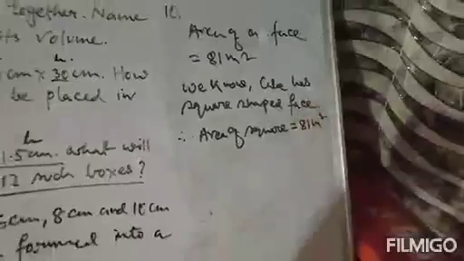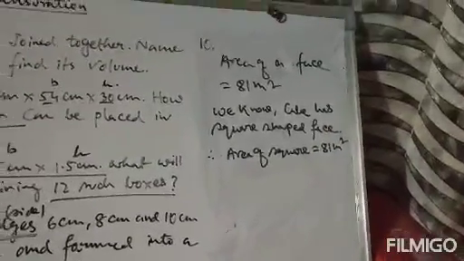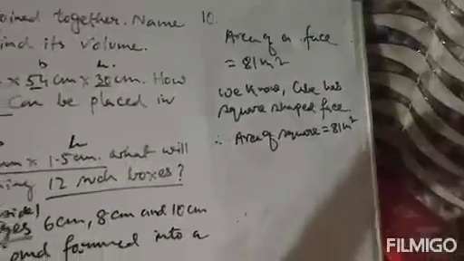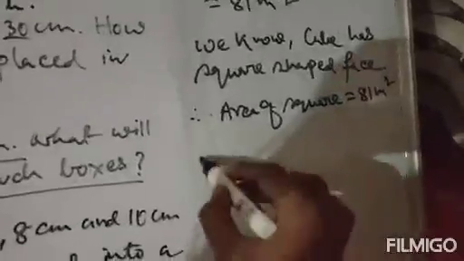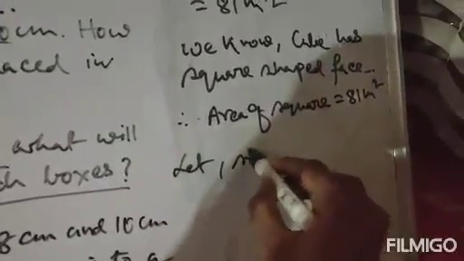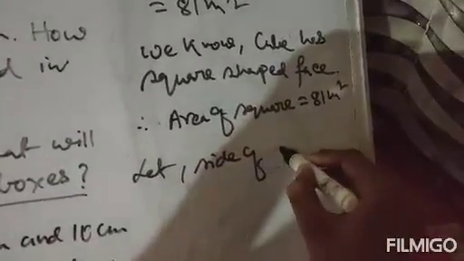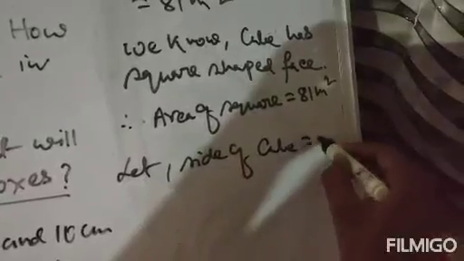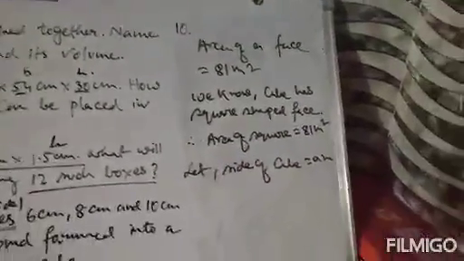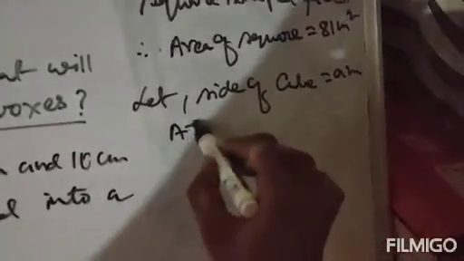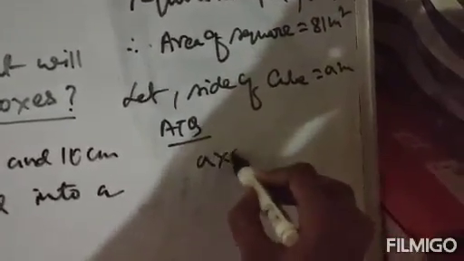Now what is the area of the square? Area of the square means side into side. So let the side of the cube be a meter. Suppose the cube has side a meter. Clear? So the square area will be a into a, side into side.